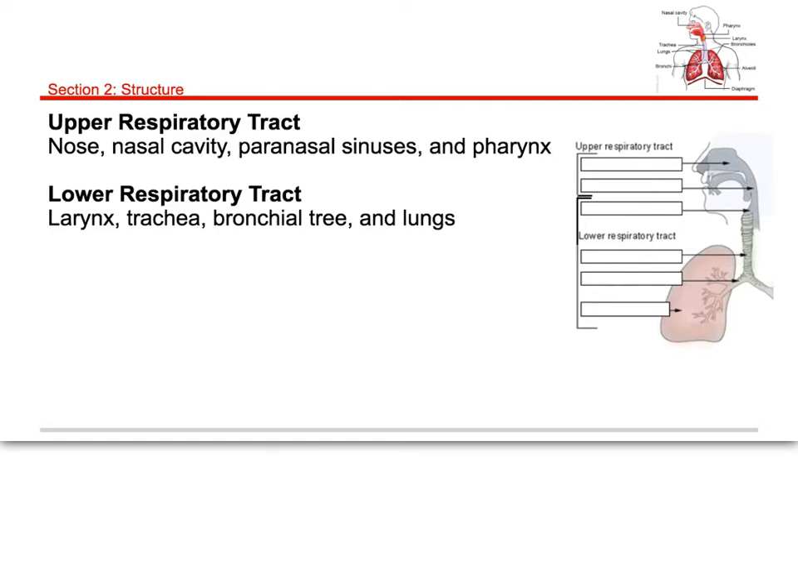We're looking at section 2, the structure of the respiratory system, and we're going to break it up into two tracks. We have the upper respiratory tract and we have the lower respiratory tract. And note the organs that are involved in each. The upper respiratory tract is the nose, the nasal cavity, the paranasal sinuses, and the pharynx, which is the back of the throat. The lower respiratory tract deals with the larynx, which is going to be the voice box, the trachea, the bronchial tree, and the lungs.